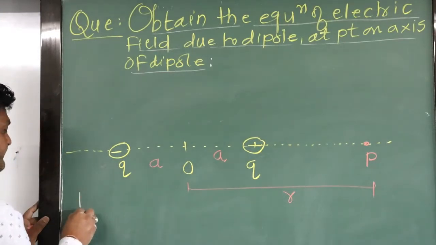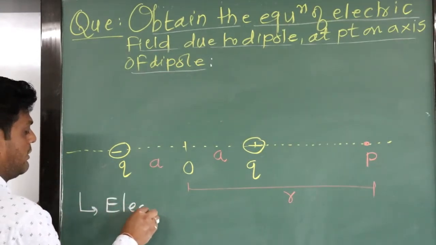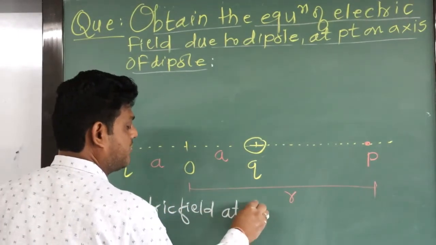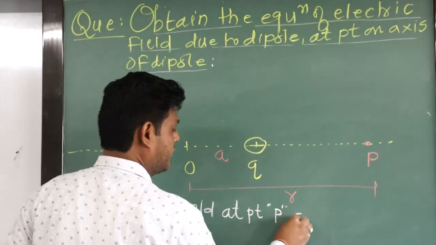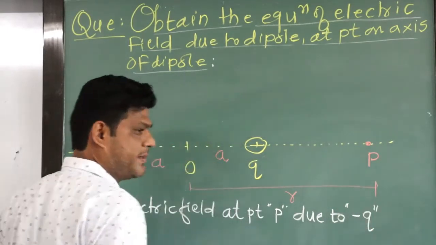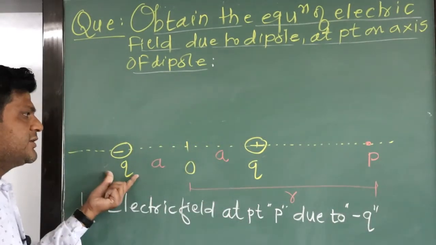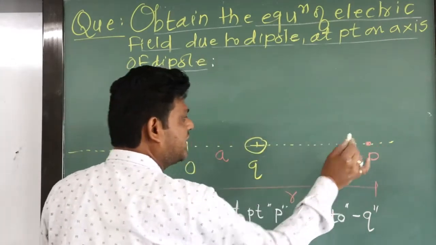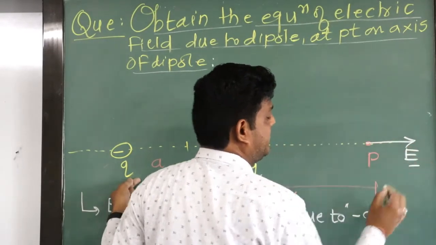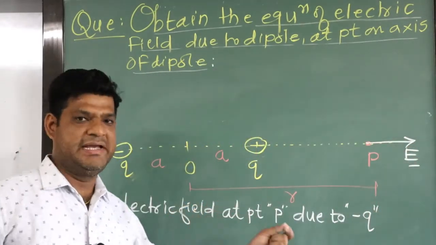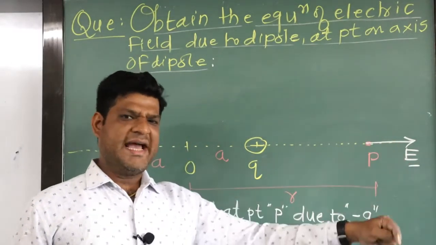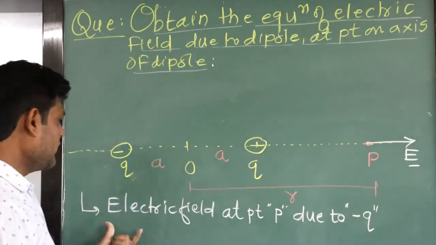We will write: electric field at point P due to the minus q charge. So this is the minus q charge. Due to this, the electric field will be in the away direction. So this is E minus. We can write it as E minus, or we can symbolize it like E1, E2, E dash, E double dash, whatever.